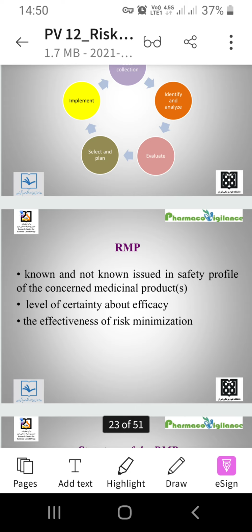The effectiveness of risk minimization we should determine. The level of certainty about the efficacy we should determine. How much we are certain. And all of the known and not known issues we should determine about the safety profile. Not known issues in the safety profile, level of certainty about the efficacy and the effectiveness of risk minimization.